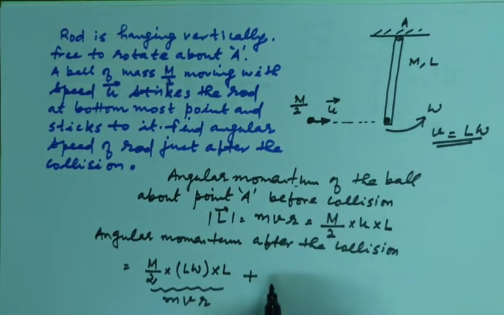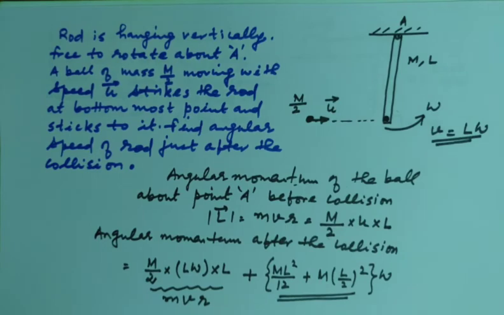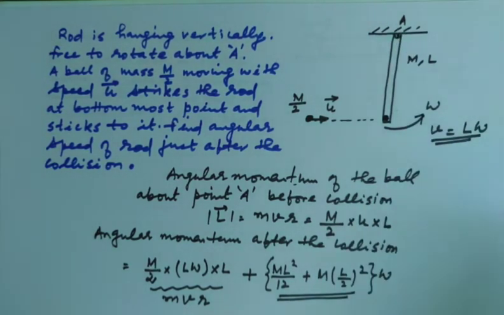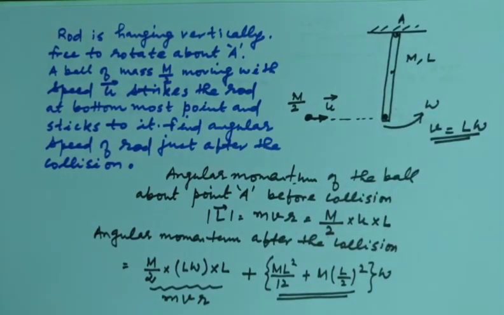Angular momentum of the rod would be mL square by 12 plus m L by 2 whole square, omega. This is the moment of inertia of the rod about the end A. This is parallel axis theorem. mL square by 12 is the moment of inertia about its center of mass or center axis, and this is m x square, the distance of point A from the center of mass.